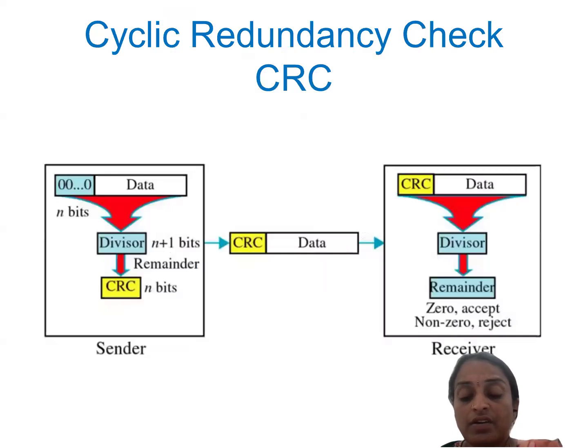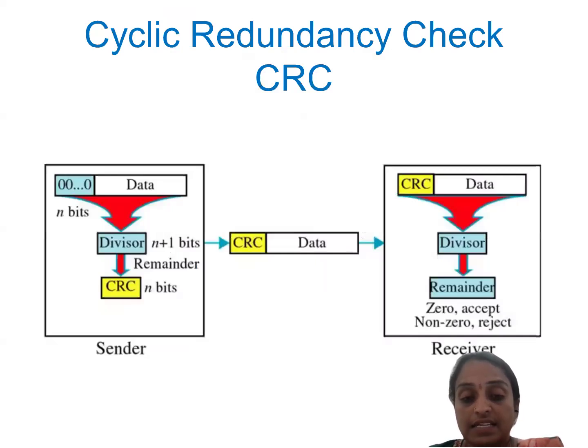Previously, we saw two types of detection methods, VRC and LRC. Those two follow binary addition. Coming to here, the CRC method follows binary division. The important thing is that we have to choose the CRC bits depending upon the number of bits in the divisor. If the divisor contains n plus 1 bits, we choose n bits in the CRC at the sender side. If the divisor contains n bits, we choose the CRC bits as n minus 1 bits at the sender side.